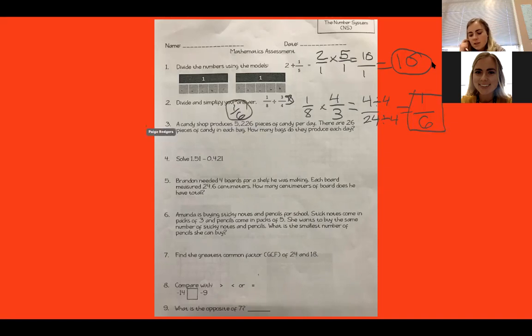Next one. A candy shop produces 5,226 pieces of candy per day. There are 26 pieces of candy in each bag. How many bags do they produce each day? So if there are 26 pieces of candy in each bag, if we divide that number by 26, then we can see how many they produce each day. So I'm going to do 5,226 divided by 26.